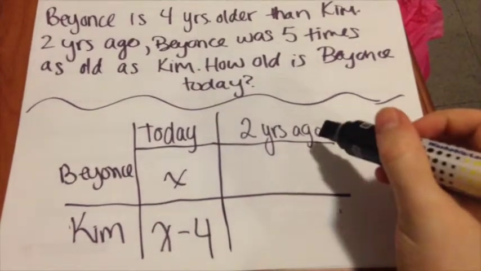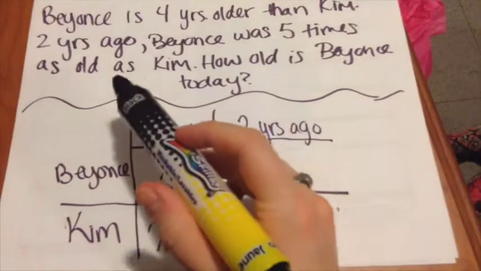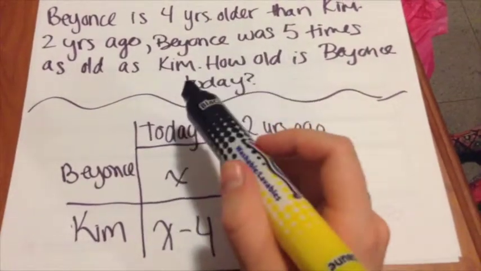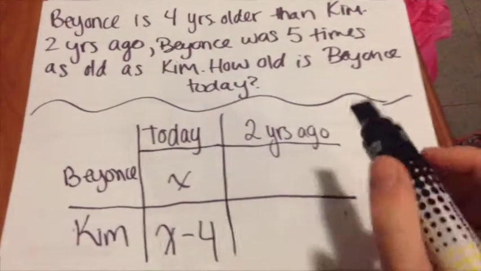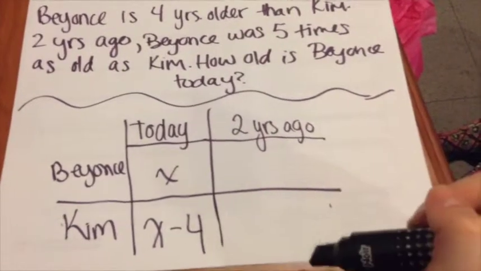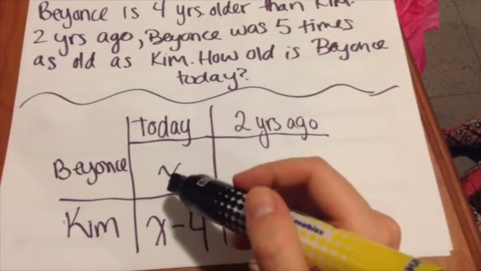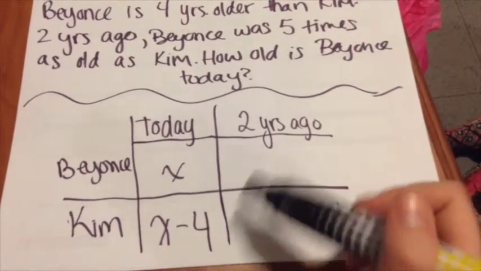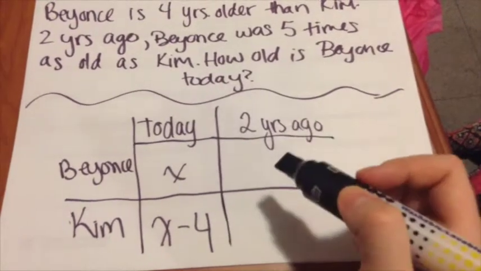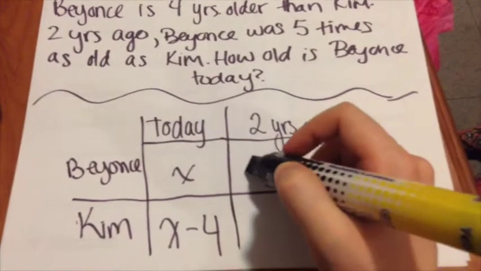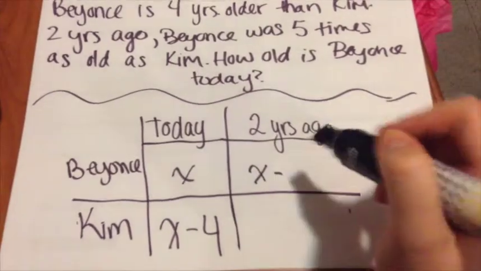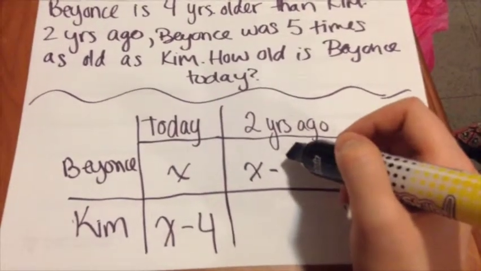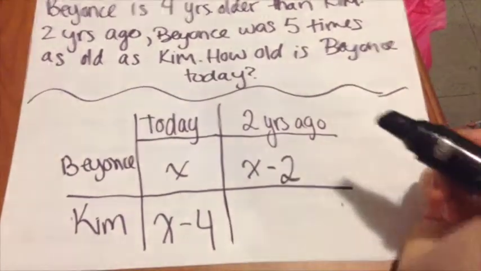Then over here, we're going to deal with the 2 years ago. It talks about Beyonce being 5 times as old as Kim, but we're going to hold off on that right now because we want to figure out our expressions. So just look at Beyonce and figure out how old she would be 2 years ago with an expression. We know today she's X, so 2 years ago, since we don't know what X is, we can just use X again, minus the 2, because 2 years.